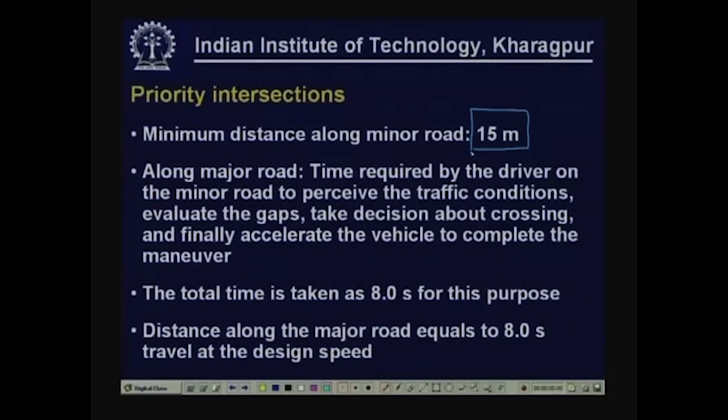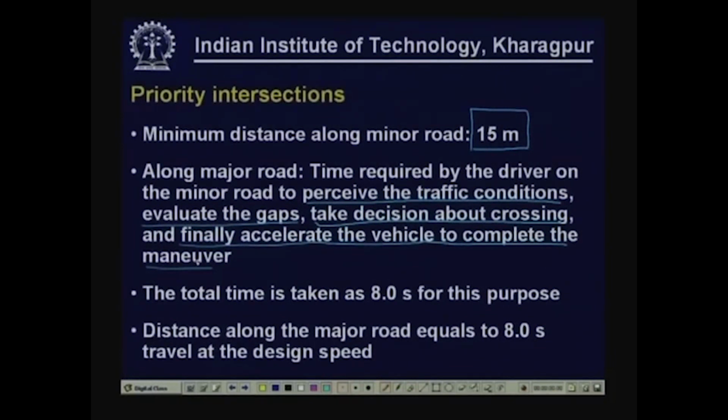Along the major road, the basis is the time required by the driver on the minor road to perceive traffic conditions, part 1; evaluate the gaps, part 2; take a decision about crossing, part 3; and finally accelerate the vehicle to complete the maneuver, part 4. So, whatever is the total time required for all these components for vehicles along the minor road.